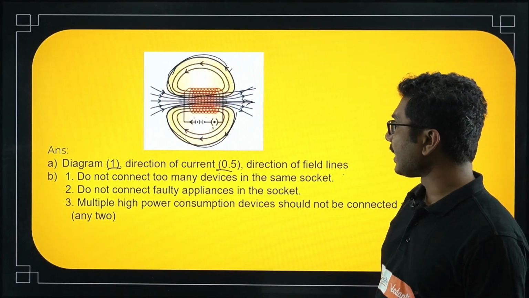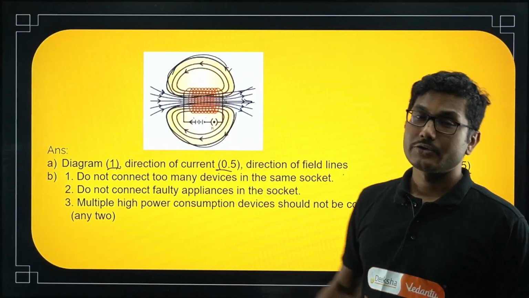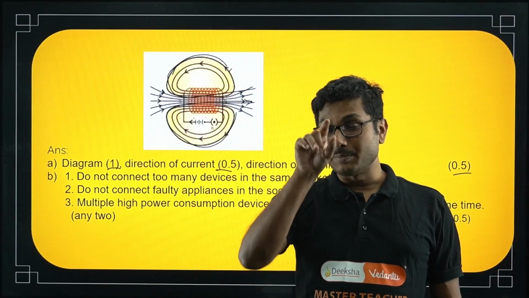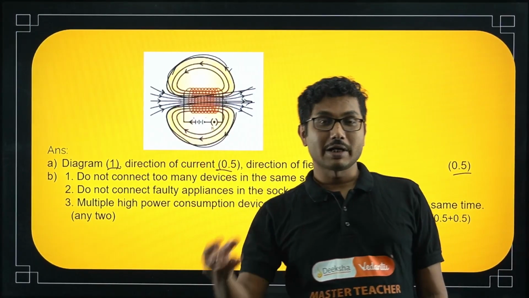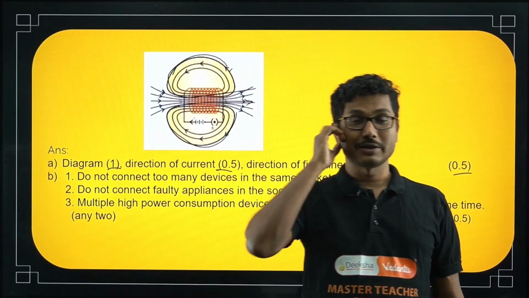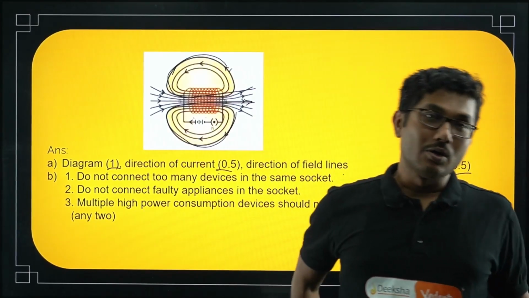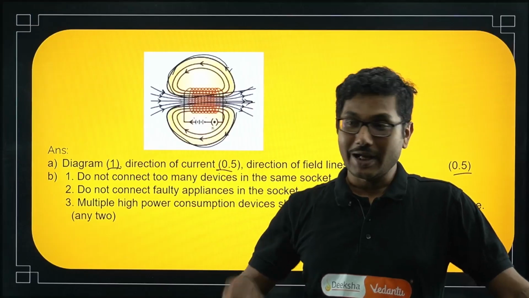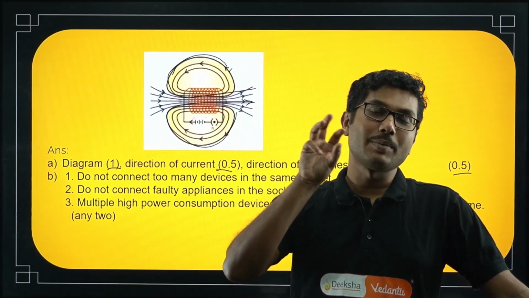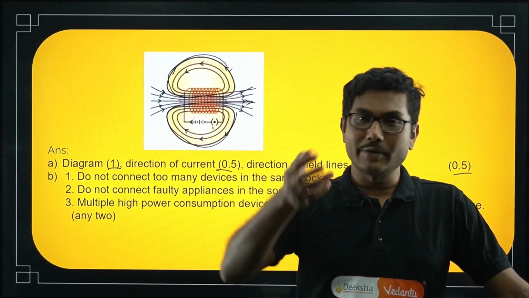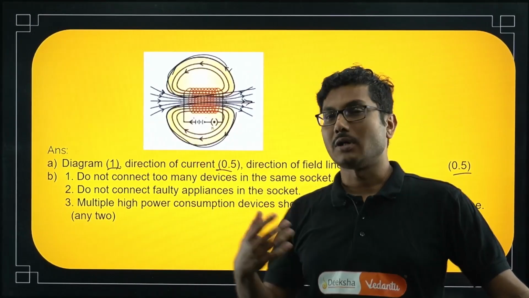Secondly, do not connect faulty appliances in the socket. So if you are connecting to a socket, means the 3-pin plug that we call, right? Socket means where we put that 3-pin plug into the holes. So that is a socket. Okay, and the 3 pins that you see is a plug. And the plug point where you put that plug is called the socket.